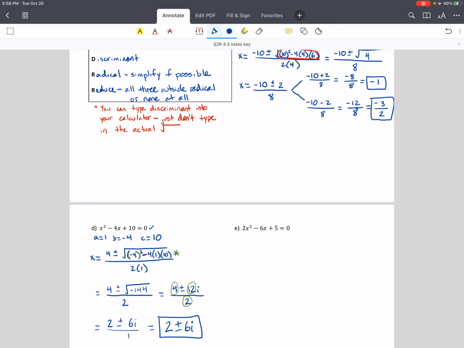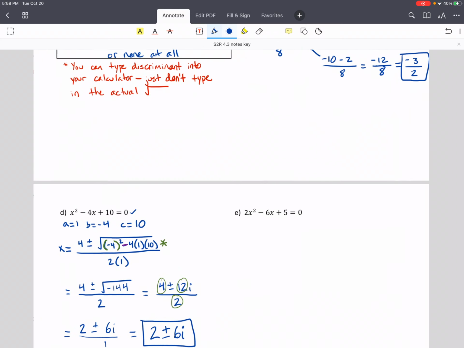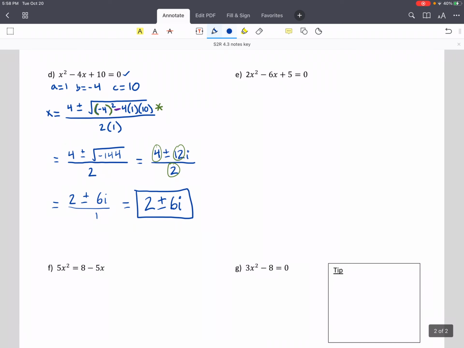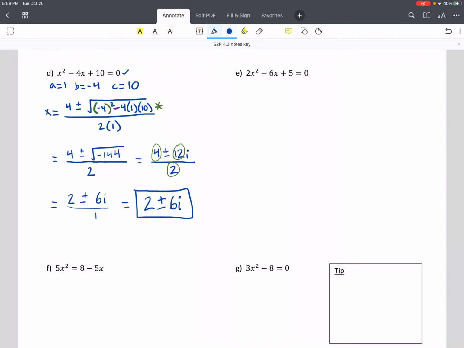I know these are taking a long time for me to explain, but I want to make sure that we're all on the same page with common mistakes. It's not going to take you as long when we're not talking through every step. Let's go to part E. I see it's set equal to 0, so I can identify A, B, and C, and now just plug it in.